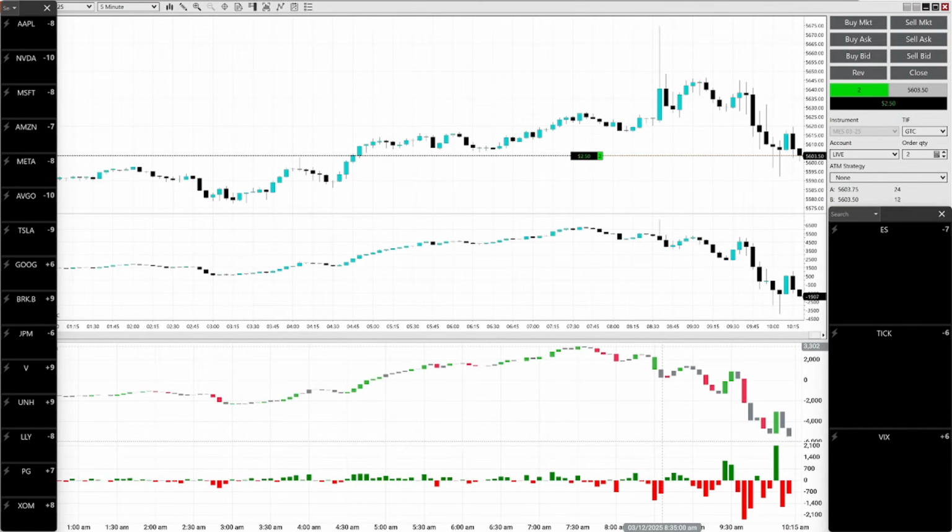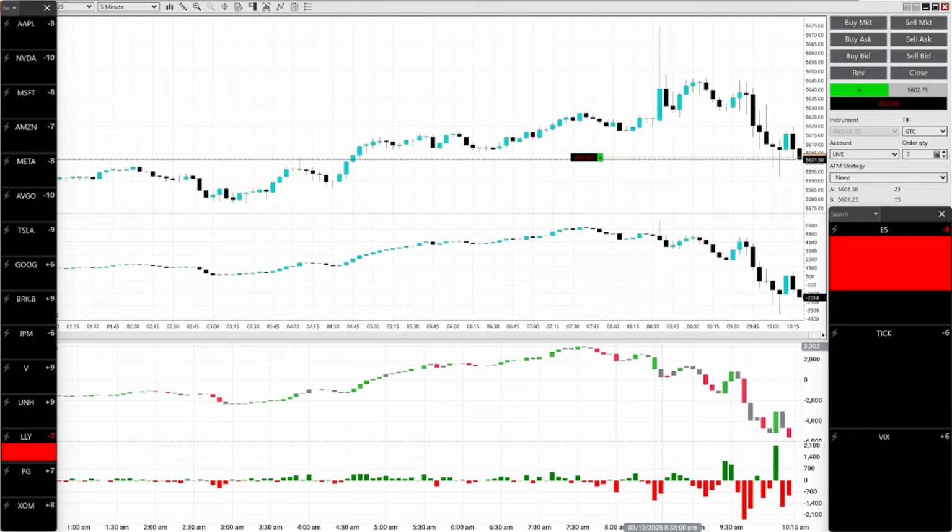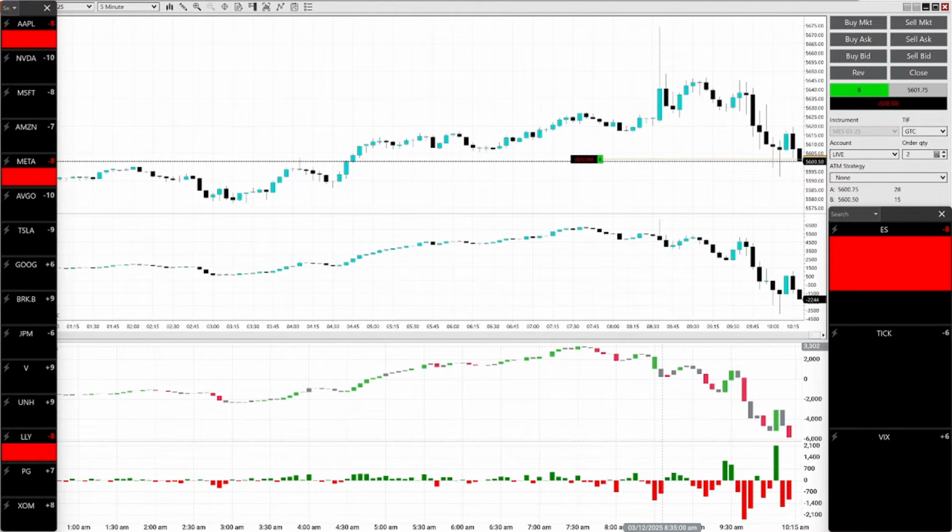And I went long. What I'm seeing here is a divergence. So the cumulative delta in the middle has made a new low, but the price is not. So that means there's absorption taking place at this level.